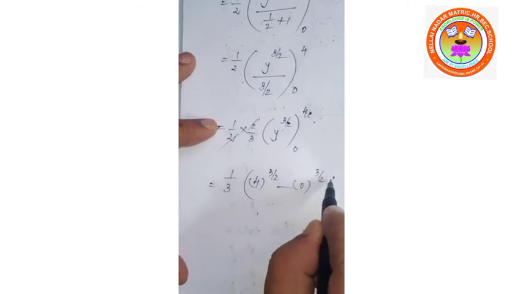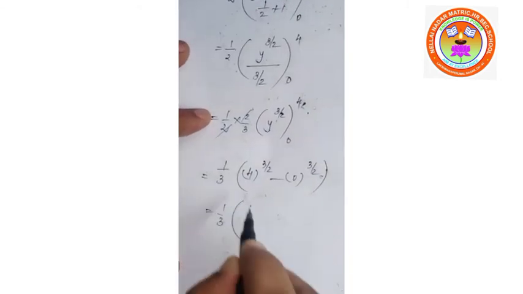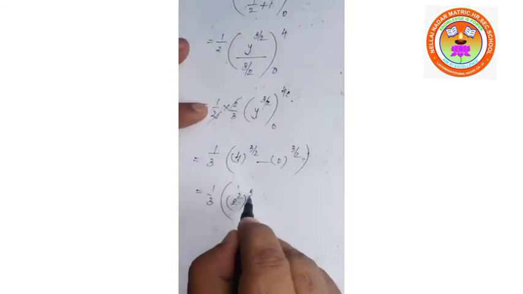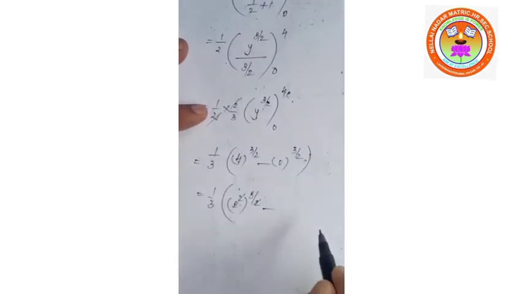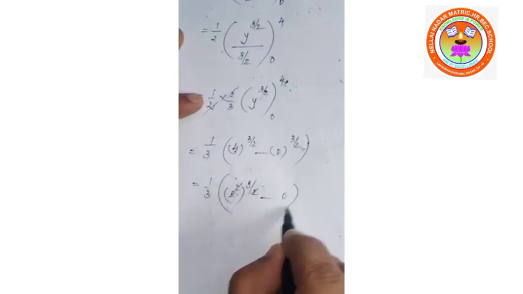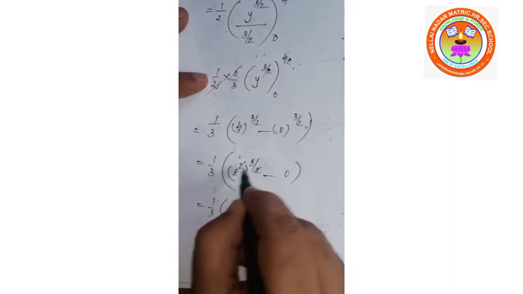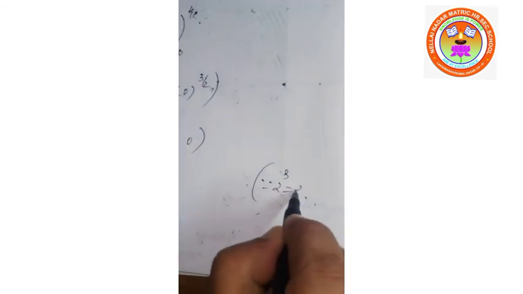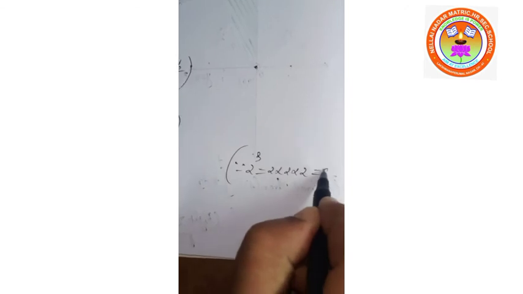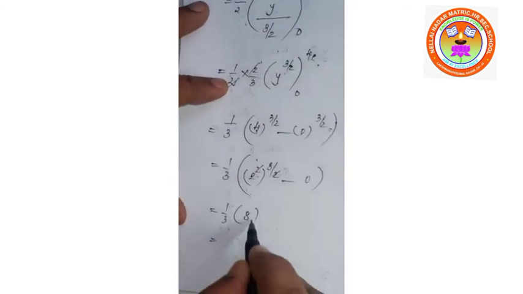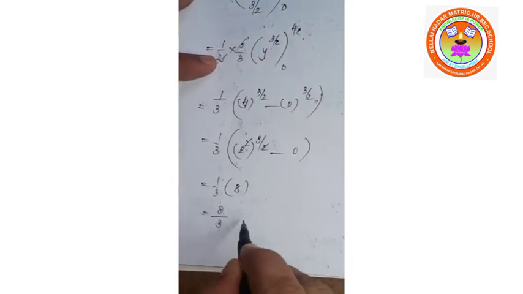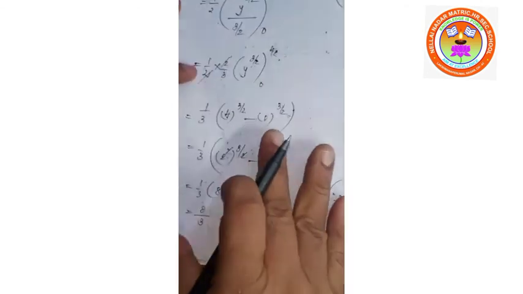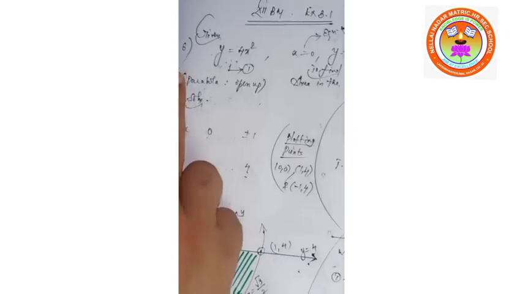0 power 3 by 2 equals 1 by 3. The 4 itself can be written as 2 squared, so 2 squared to the power 3 by 2 gives 2 cubed. Minus 0 power anything is always 0. That is equal to 1 by 3 times 2 cubed. 2 cubed is 2 into 2 into 2, what is the value? 8. So that is 8 ones are 8 divided by 3 square units.